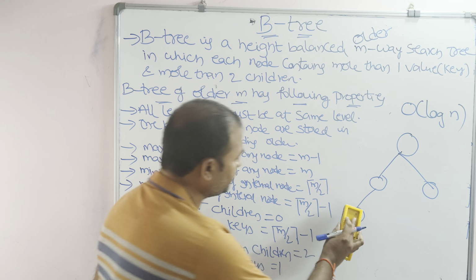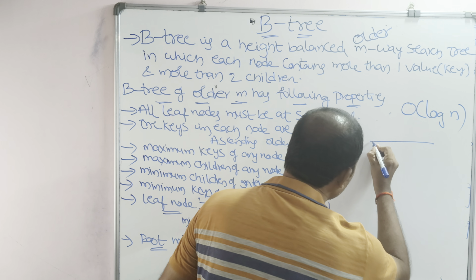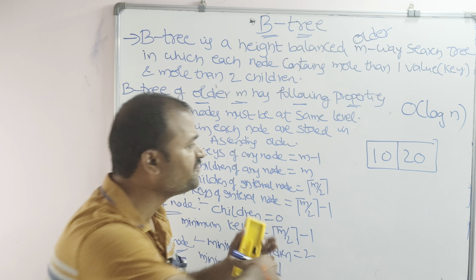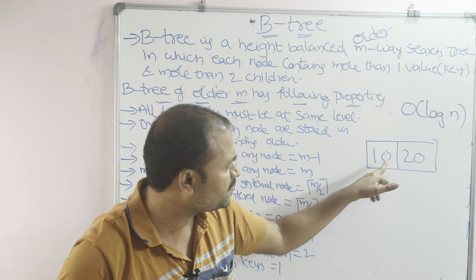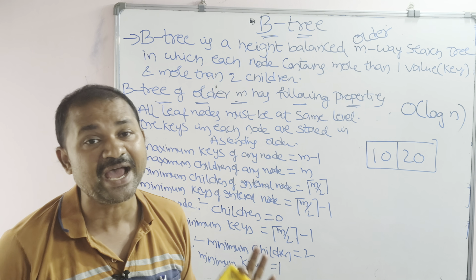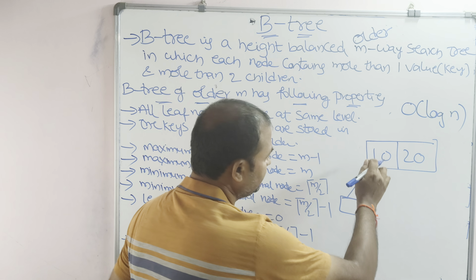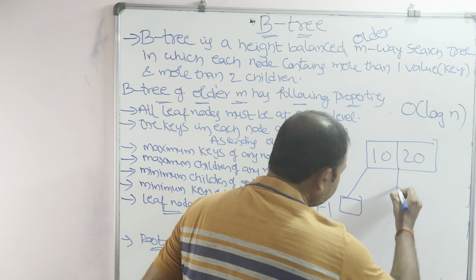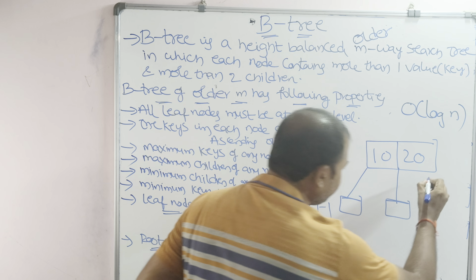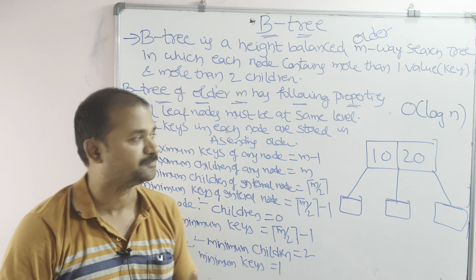But if we take a B tree, then each node can contain more than one key. Here we have two keys. More than one value in a node, that is nothing but more than one key in a node, and more than two children. Here we have three children. The left child contains the values which are less than 10. The middle child contains the values which are in between 10 and 20. The right child contains the values which are greater than 20.